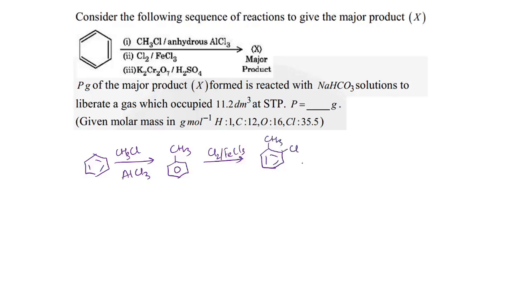Next, when you treat with K2Cr2O7 with H2SO4, which is an oxidizing agent, toluene will be oxidized to an acid, and the ortho-positional Cl will be there. So this is orthochlorobenzoic acid. Your X is orthochlorobenzoic acid.